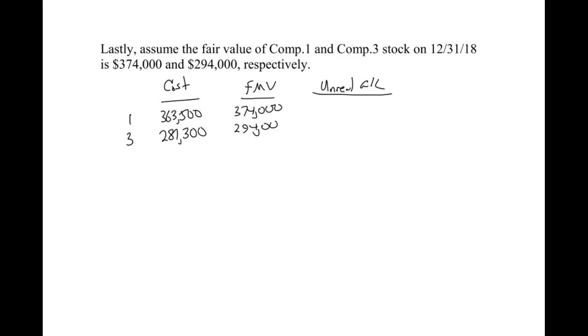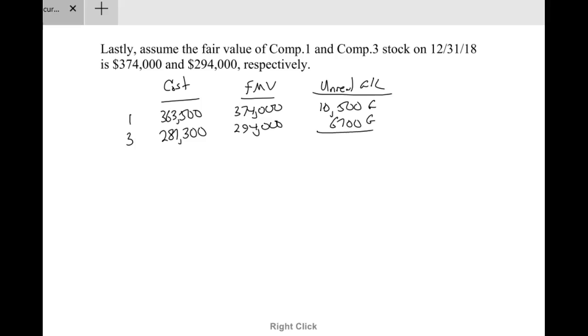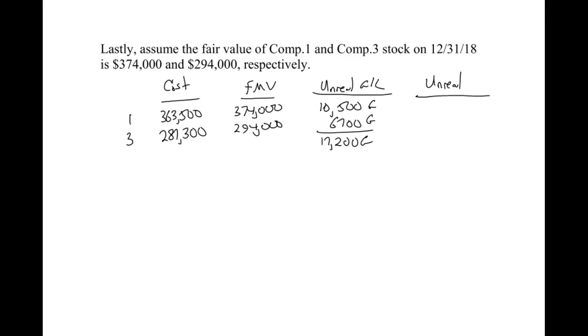All right, so we can determine the gain or loss for each. This one had a $10,500 gain. This one has a $6,700 gain. Remember, we can combine those together because they're the same type of thing that we're working with here, and that's going to be a $17,200 gain.